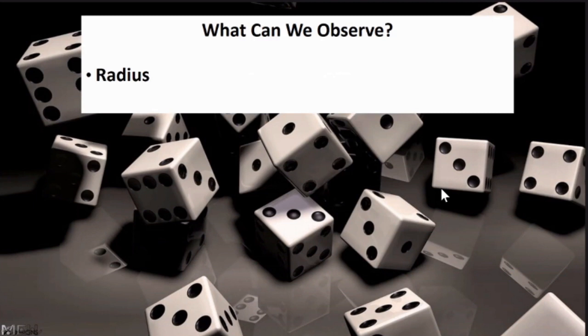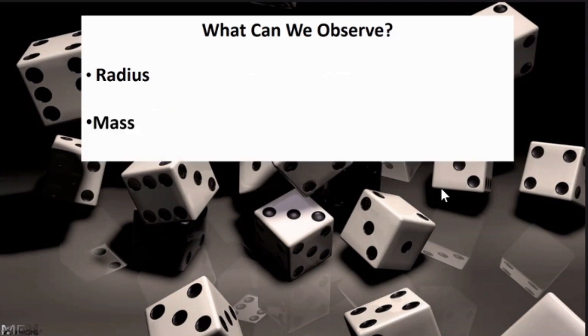Well, obviously, we observe the radius of the body, and we can get the mass of the body. And the mass is a function of the density. So if I give you a random density distribution, I have to make sure that it matches the mass. That's easy to do. That's trivial.